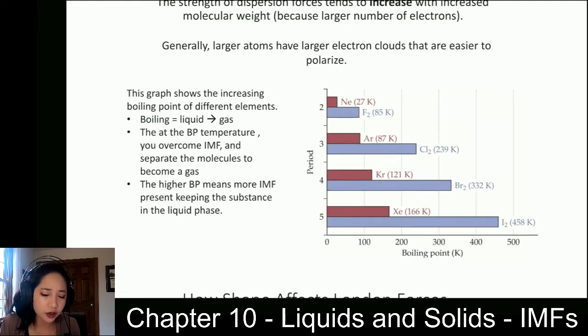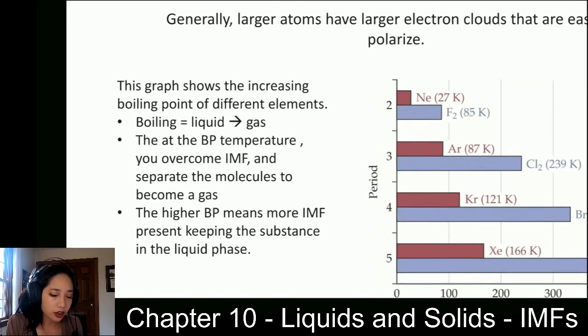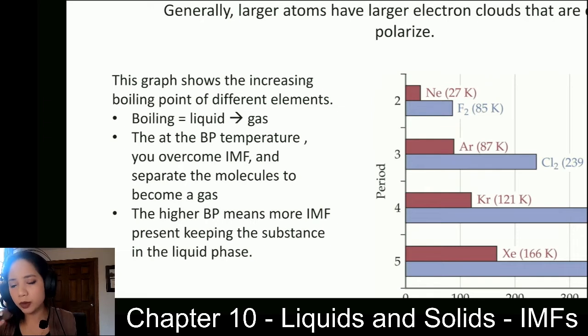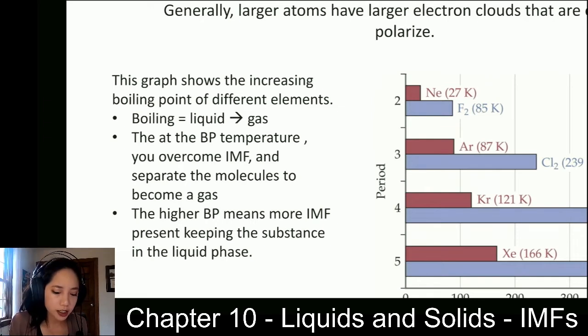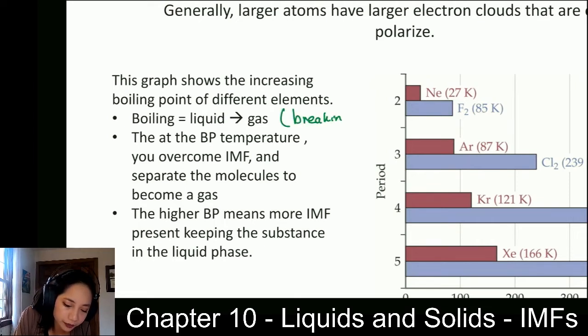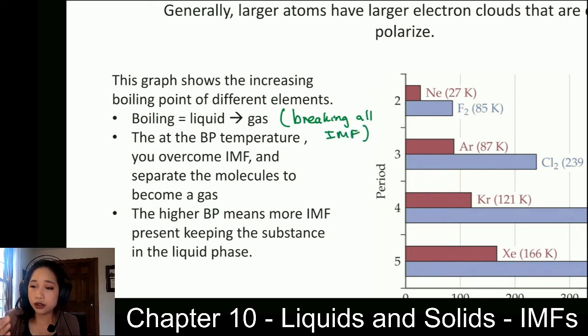And so this graph shows you an example of the increasing boiling points of different noble gases. This is also a concept we need to think about. If we think of what boiling is, boiling turns a sample from a liquid into a gas. Essentially, when we boil, we are breaking all intermolecular forces in our sample. And so the higher the boiling point, the more intermolecular forces are present in your sample.